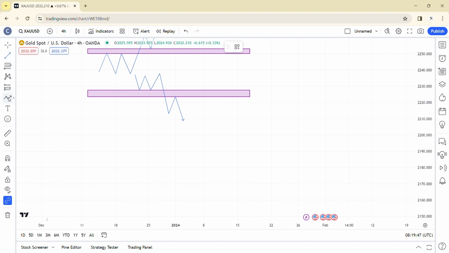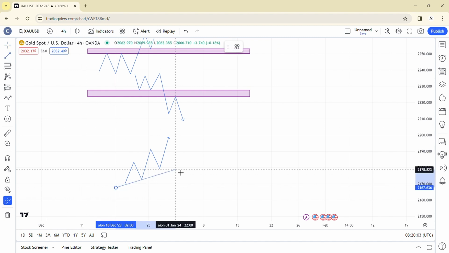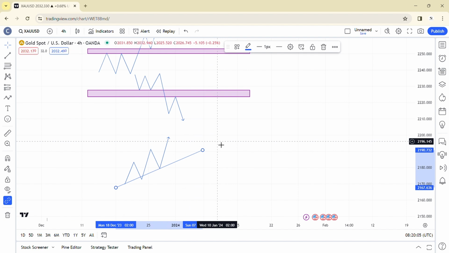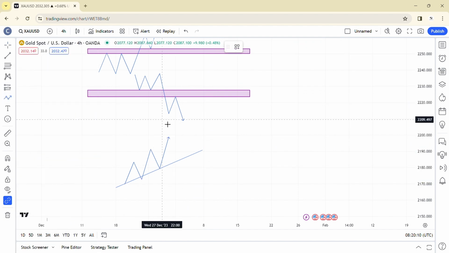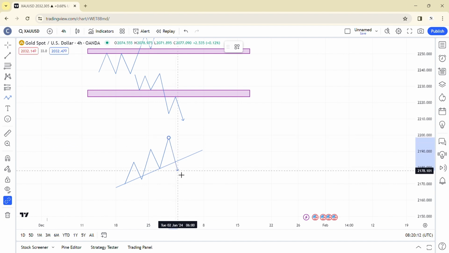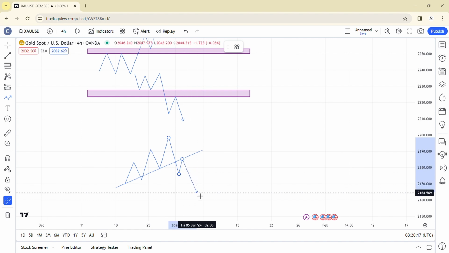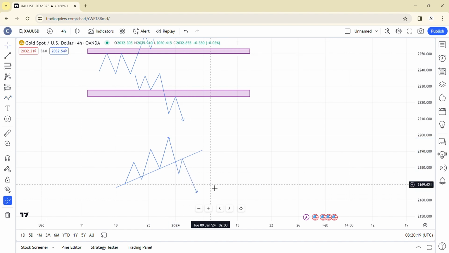Okay, when price is moving up, and then you have your trend line, and eventually price comes down to break your trend line and retest before continuing to the downside. This is what we call the break and retest strategy.